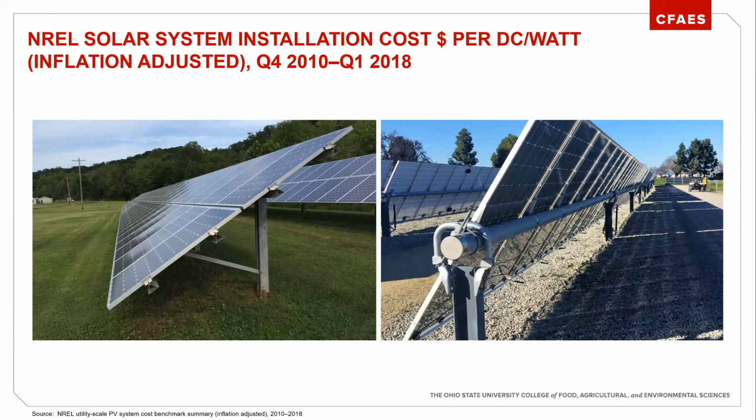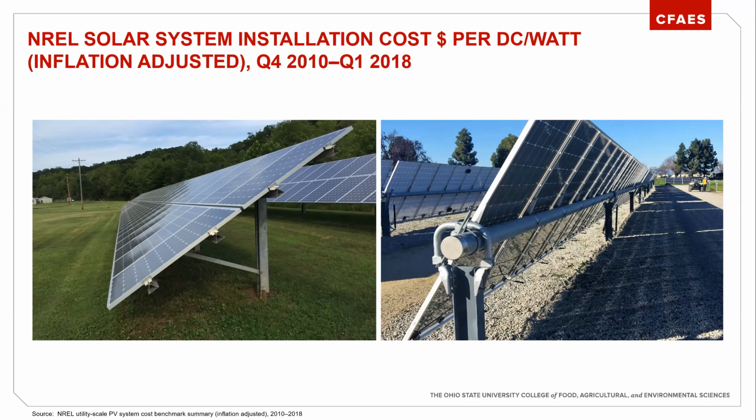What you see on the right is a technology that we're seeing a lot more of here in Ohio, and that is a single axis tracking system that's going to track the sun from east to west throughout the day. Historically we saw mostly fixed tilt systems, but most of the projects that are under review right now are single axis trackers.